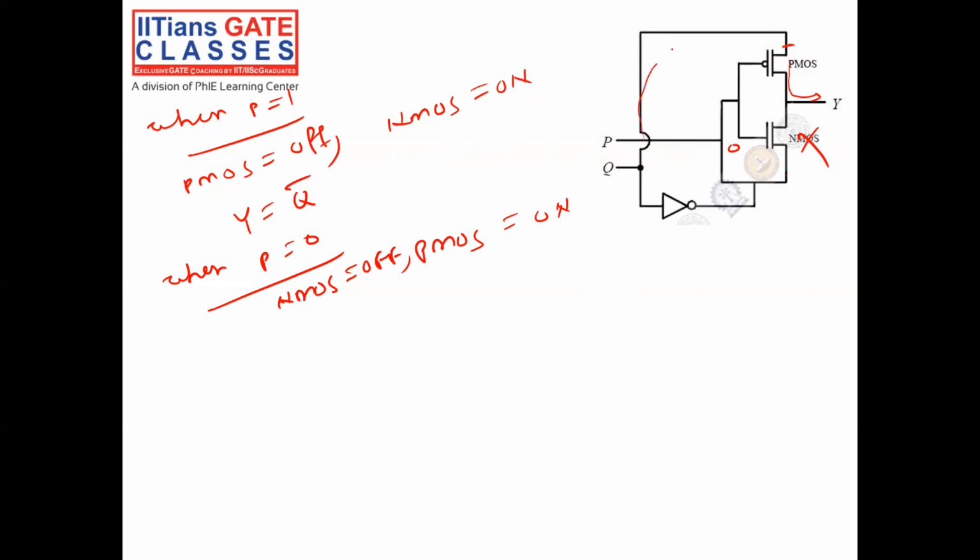At the source, what is there? Q is there, right? Here it is Q. So my Y will be Q, because when P is equal to 0, PMOS will be on. Whatever is there at the source will come to my drain of PMOS, or nothing but my output. So at the source there is Q, so Q will come to my output. So Y is equal to Q.